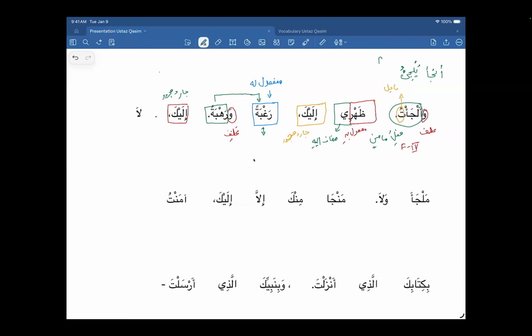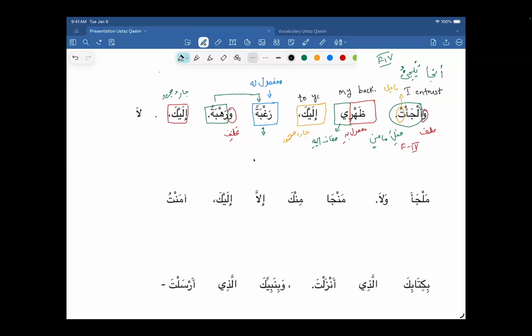Form 4. We said it means to seek refuge, or rather to commit, to entrust. I've also added the pronoun, so now the meaning becomes: I entrust. Zahr means back, zahrun means back, and the ya of the first person got added, so my back. Ilaika, to you.